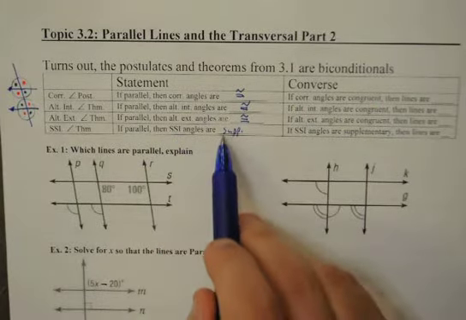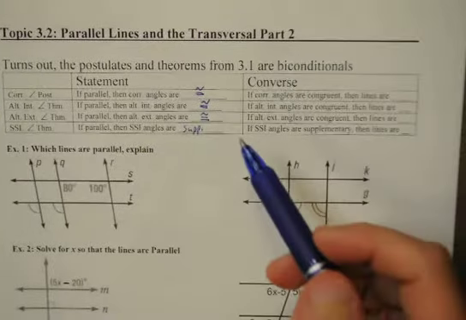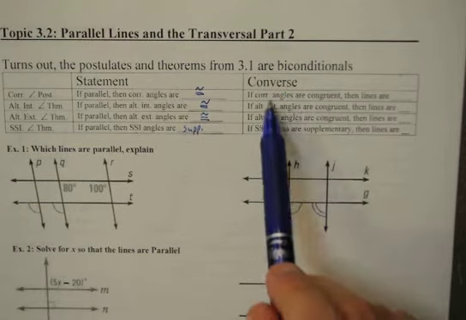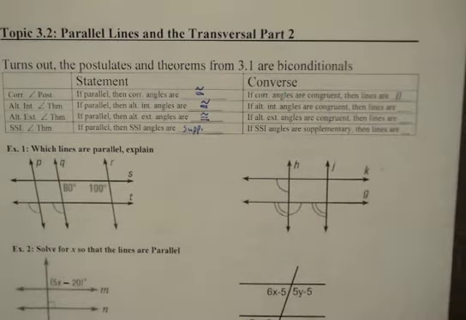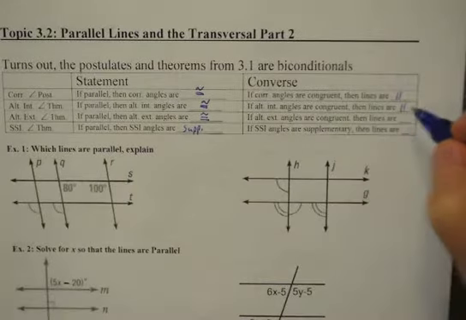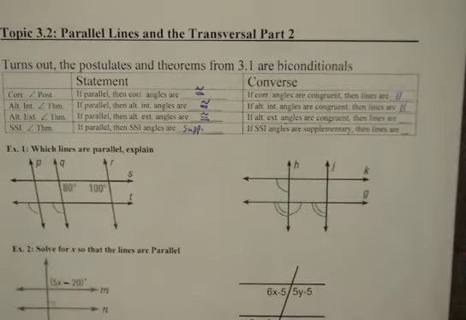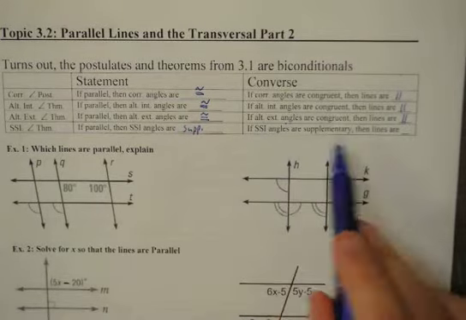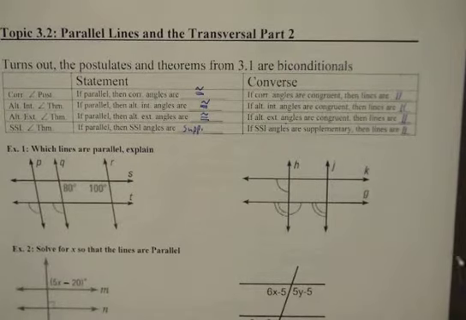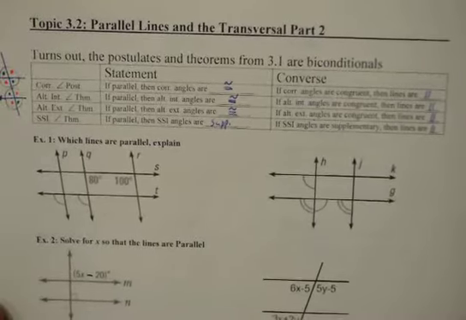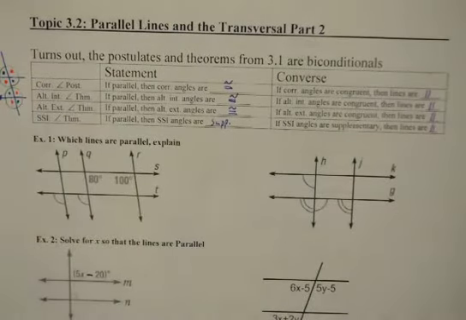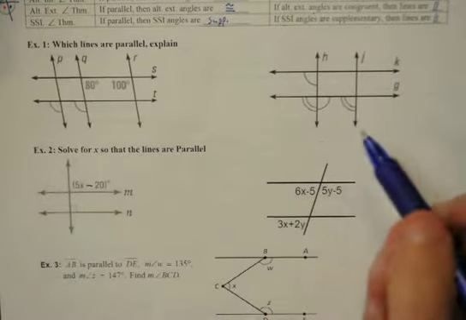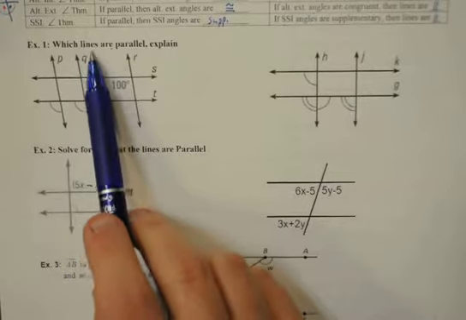Same side supplementary. Now, it turns out that these are actually biconditionals, which means the converse is also true. So if the corresponding angles are congruent, then the lines are parallel. If alternate interior angles are congruent, then the lines are parallel. If alternate exterior angles are congruent, then the lines are parallel. And if same side interior angles are supplementary, then the lines are parallel. So it works both ways. It works forwards and backwards. These statements are actually biconditionals. Congruent implies parallel, and parallel implies congruent. So with that said, you can ask yourself which lines are parallel.